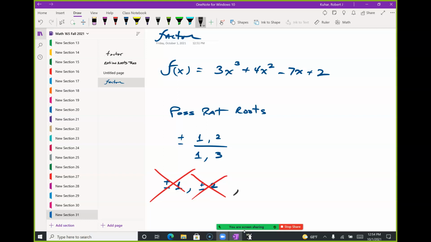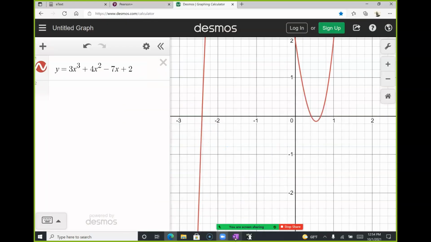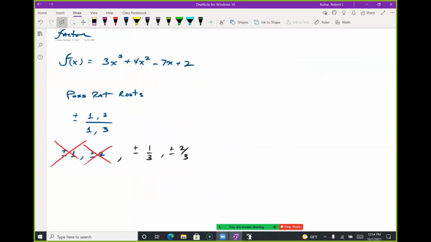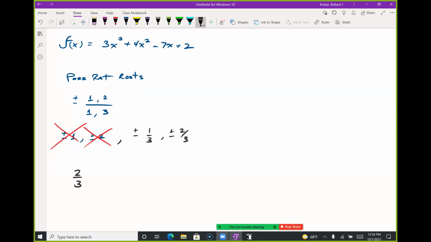Sorry about that. And then I got plus or minus 1/3 or 2/3. So I'm thinking it's 1/3 or 2/3, and I'm thinking it's positive, because just looking at where I am, you can see it's either 1/3 or 2/3. Now I can plot those 2 points on Desmos, or I could just do my synthetic division. So that's what I'm going to do: see if 2/3 works. So 2/3 into 3, 4, -7, and 2.